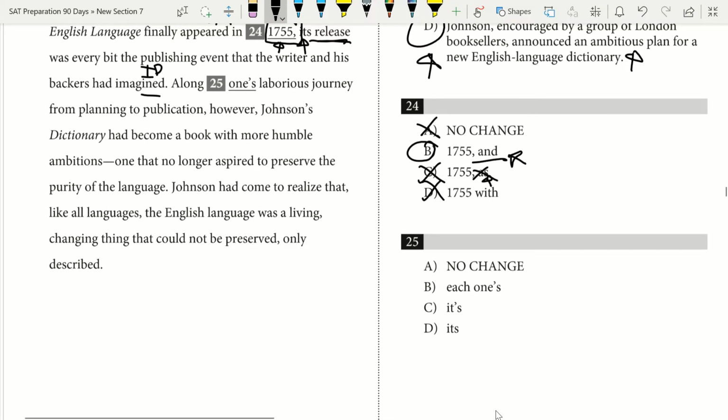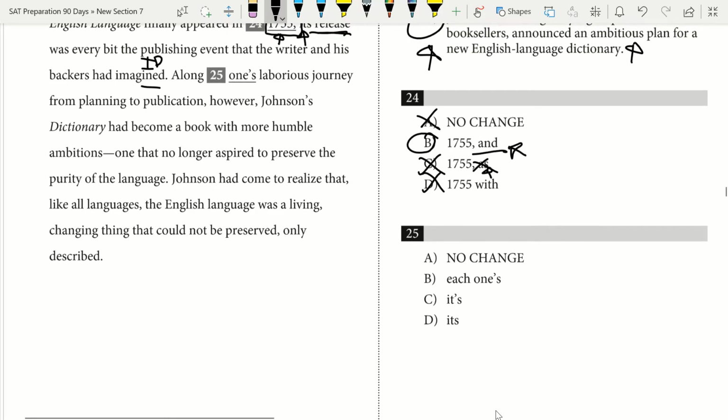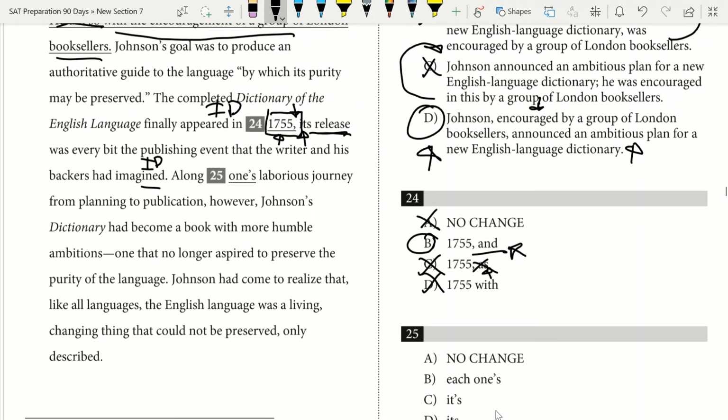All right, so with that, we can go ahead and go into 25. So we have "along one's laborious journey from planning to publication, however, Johnson's dictionary." What did I just see here? Well, I saw that I have a pronoun. This pronoun is going to have to agree in number with whatever it's referring to. It's referring to Johnson's dictionary, which is singular. And I also want it to be specific to what it's referring to. Saying "ones" would imply a human, but in this case, we're talking about Johnson's dictionary. So we can't use the word "ones" or "each ones."